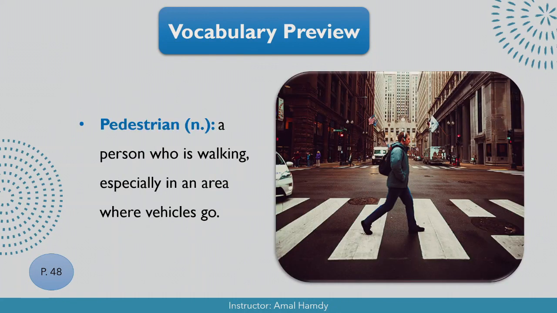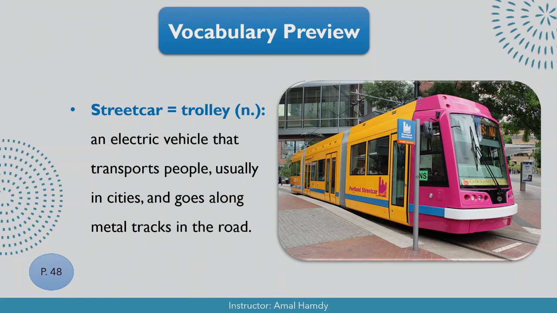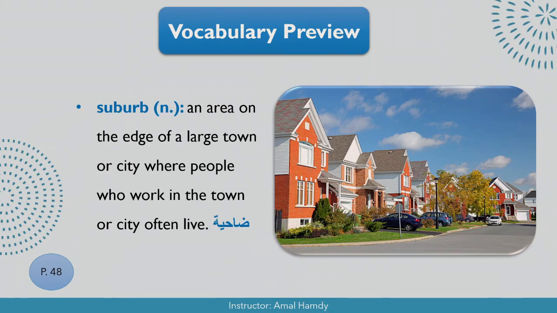Then we move to pedestrian, which I think most of you know. It's a person who is walking, especially in an area where vehicles go. Okay, meaning pedestrians. And then we have a streetcar or a trolley. This is the tram. Okay, an electric vehicle that transports people usually in cities and goes along metal tracks in the road. Then we have a suburb. A suburb is an area on the edge of a large town or city where people who work in the town or city often live. This is a suburb. Okay, and they're very common in the US. They usually include houses instead of apartments or building blocks, and they have sort of a lot of greenery and a wide street.